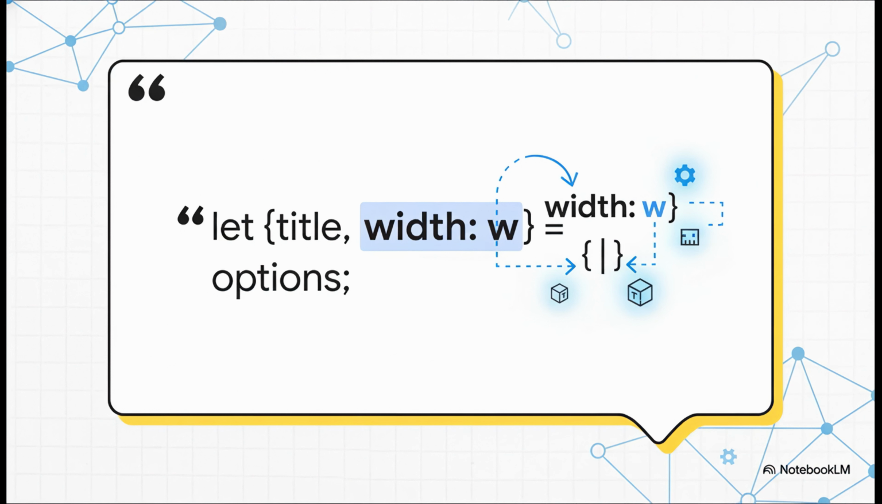So for objects, we use curly braces instead of square brackets, and we just list the property names we want to pull out. JavaScript will create variables with those same names. But what if you want a different variable name? No problem. You can use a colon to rename it on the fly. Here, we're taking the width property and putting its value into a new variable called w.